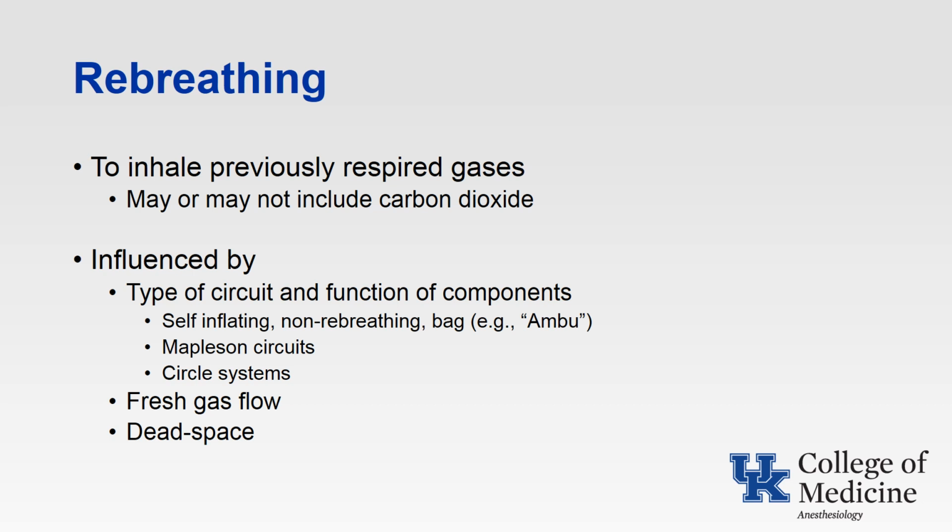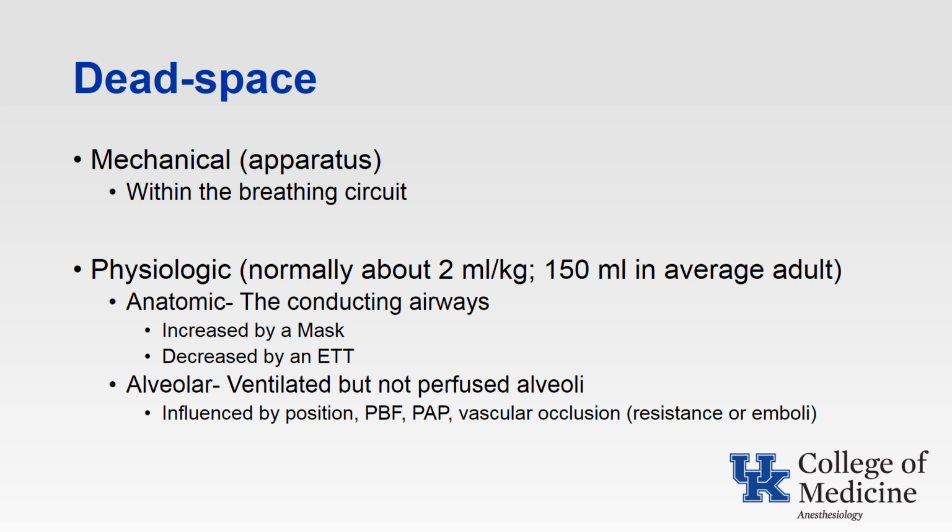The amount of rebreathing is influenced by the type of circuit and the function of the components, the fresh gas flow, and dead space. Dead space is divided into mechanical or apparatus within the breathing circuit and physiologic within the patient's respiratory system. Normally this is about 2 milliliters per kilo or about 150 cc's in the average adult. This includes the anatomic dead space in the conducting airways and the alveolar ventilated dead space due to alveoli that are not perfused.